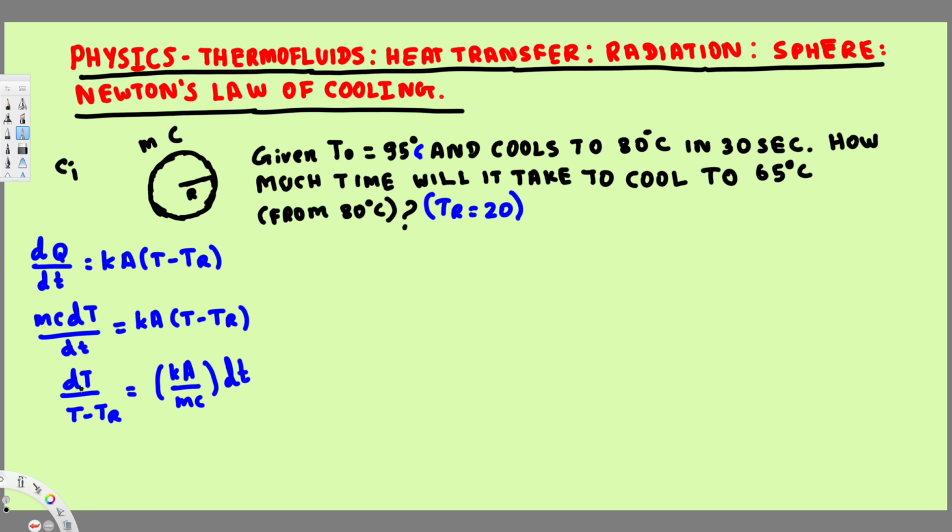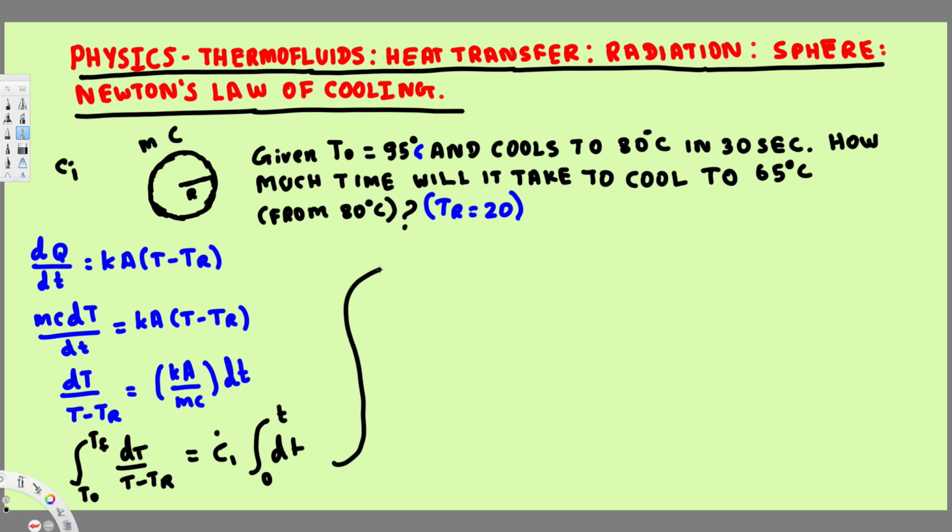Now let's go ahead and integrate this one. So this is going to be going from T naught to T final, and here we are going to have dT over T minus Tr, and on the other side we are going to have KA. So let's call this one C1. This is a constant right here, and then integrate dt. So the time is going from 0 to t. That's going to be our time.